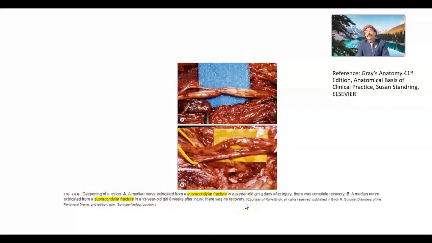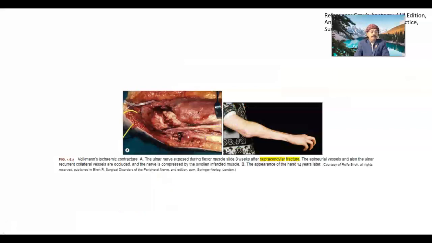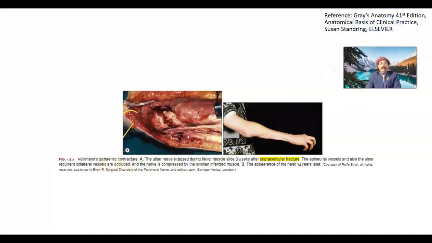So supracondylar fracture is a relatively devastating condition. It should be managed by the orthopedic surgeon, neurosurgeon in a hospital setting. If the nerves are compromised, nerves should be extricated or removed from the adhesion compression. Okay, another image here, Volkmann ischemic contracture. What happened?